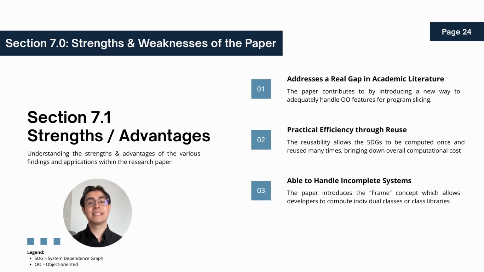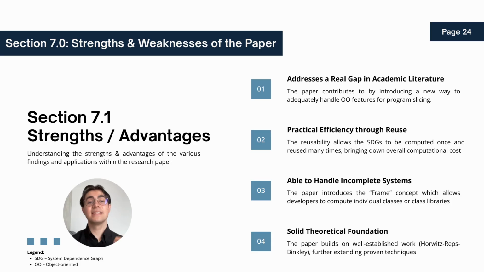The third strength is that it handles incomplete systems. This is particularly a strong point because most prior work on program slicing assumed you had a complete program. But in practice, we develop and test classes independently, right? So the frame concept allows developers to compute slices on individual classes or class libraries. This was especially useful for understanding and debugging and even testing components specifically in isolation.